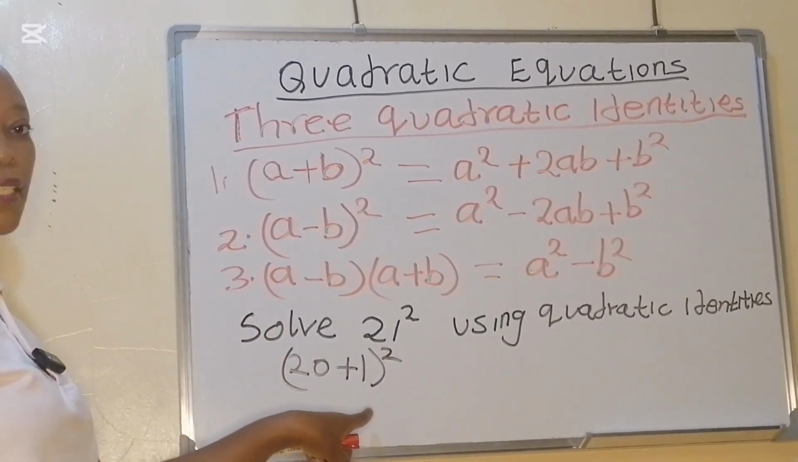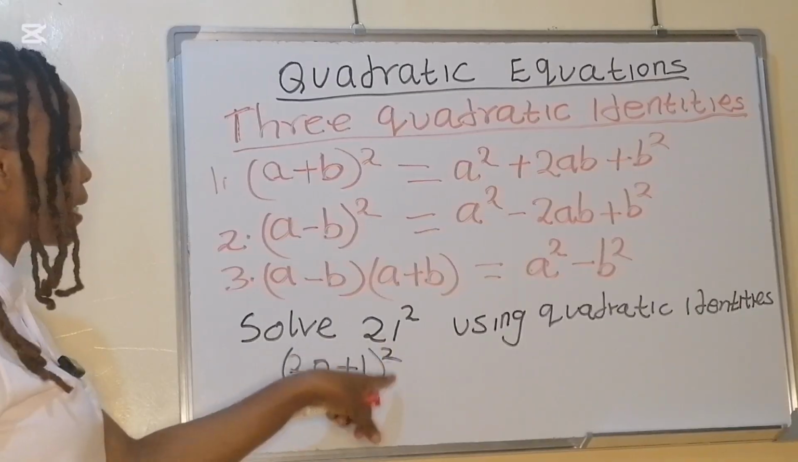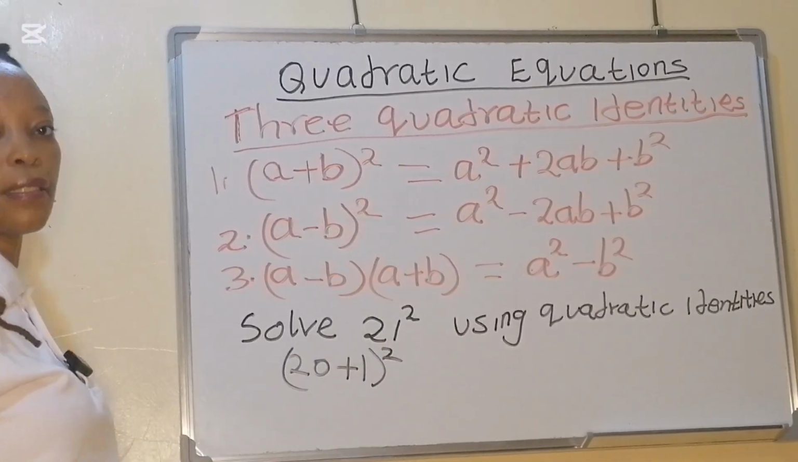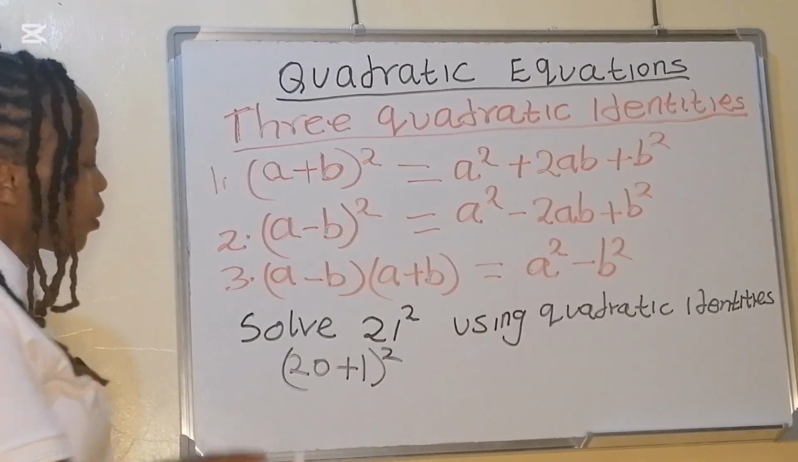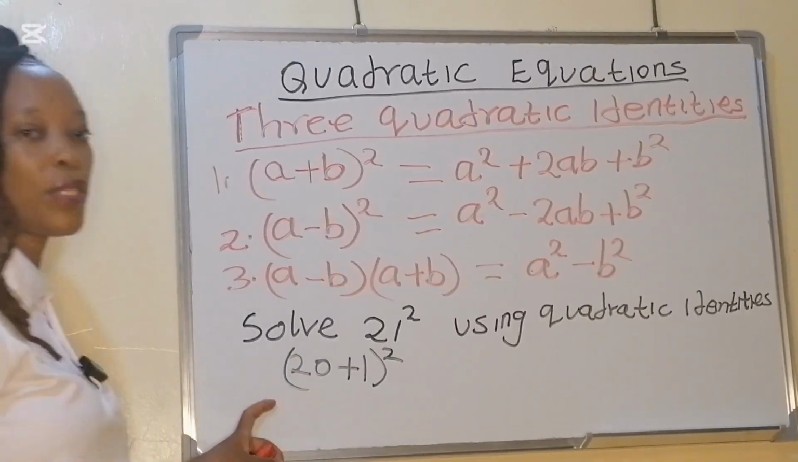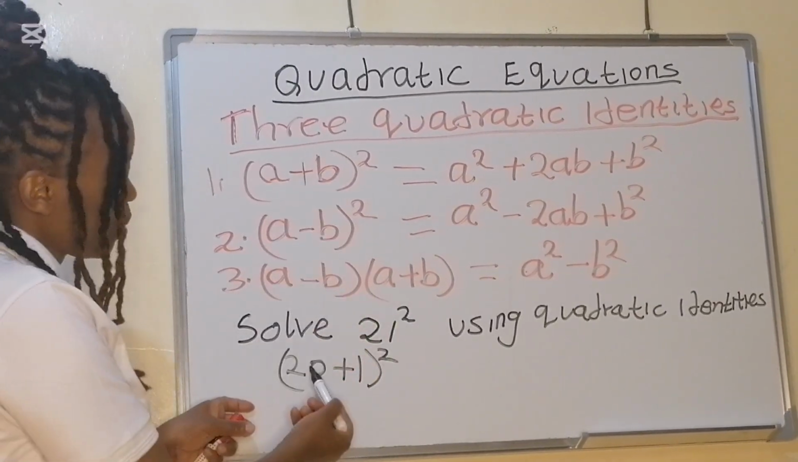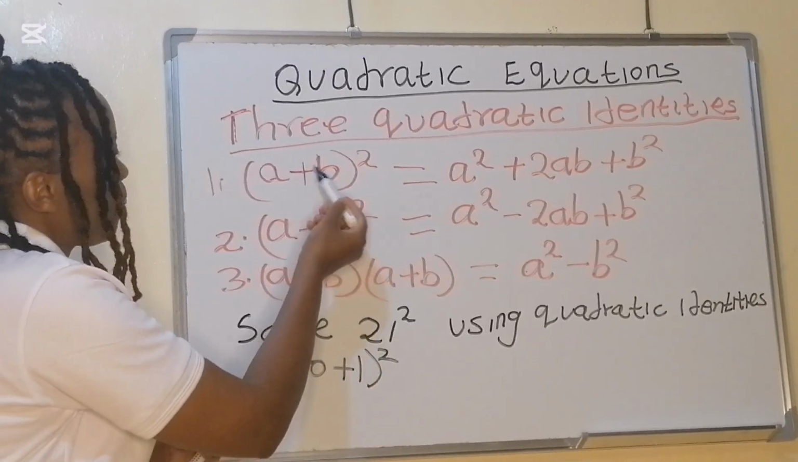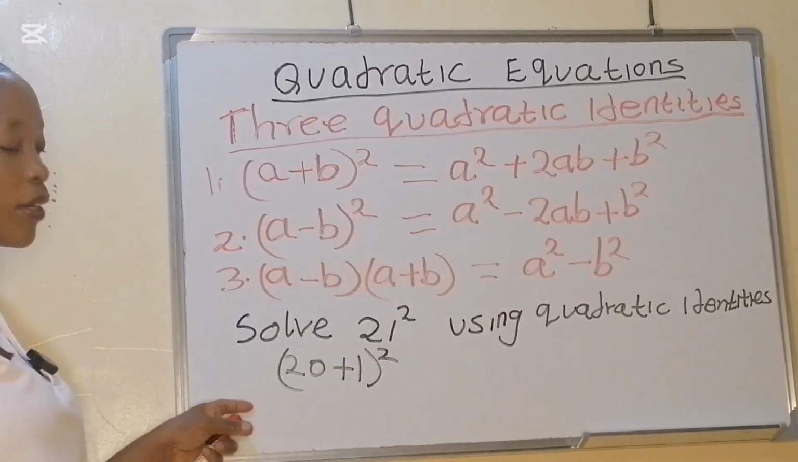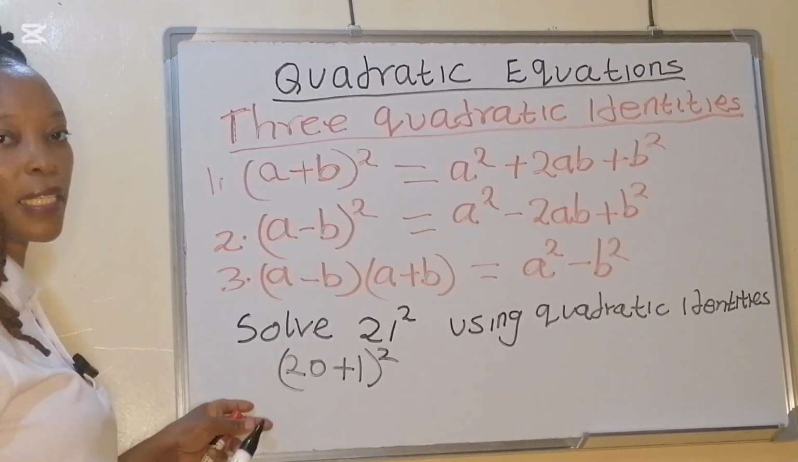21 squared is the same as 20 plus 1 squared. Which quadratic identity do we use here? We use a plus b squared, because 20 plus 1 fits this one.